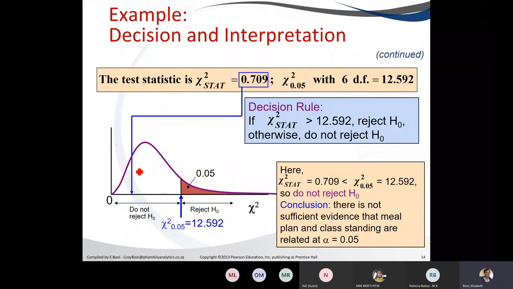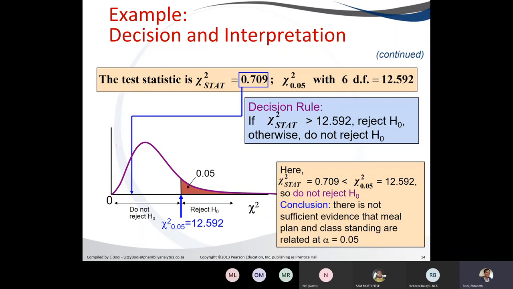So once you have determined your critical value, which tells you your region of rejection, you also find your test statistic and you find where that falls. And we can conclude by saying, since our test statistic of 0.709 is less than our critical value with alpha 0.05 of 12.59, we do not reject the null hypothesis and conclude that there is not sufficient evidence that the meal plan and the class standing are related. And that's how we make the decision. Any questions?